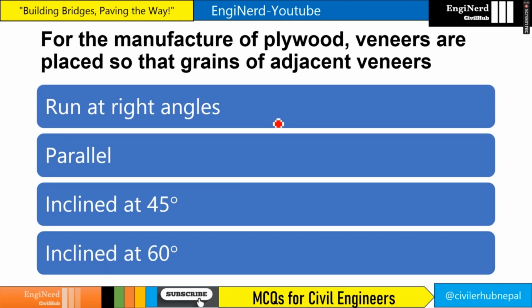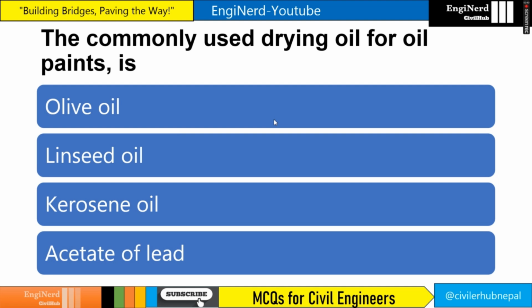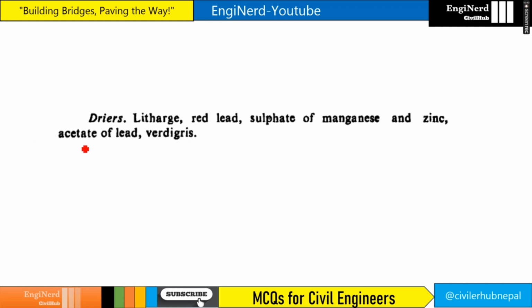For the manufacture of plywood, veneers are placed so that the grains of adjacent veneers are at right angles, right? They should be perpendicular to each other. The commonly used drying oil for oil paints is acetate of lead, right? You can see acetate of lead.